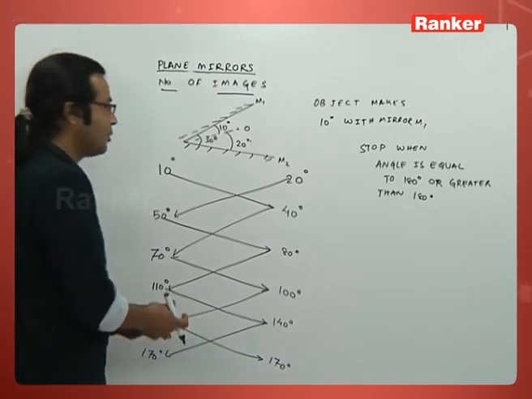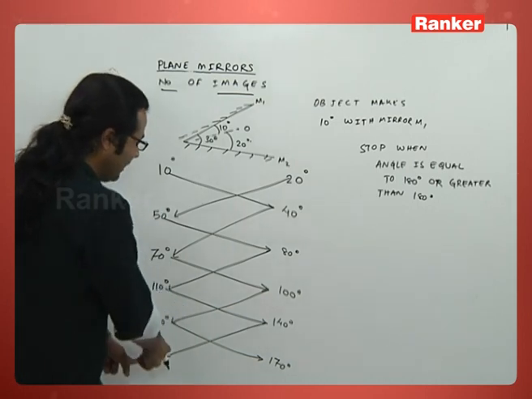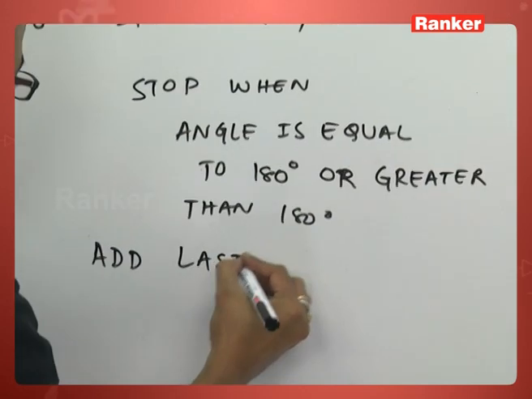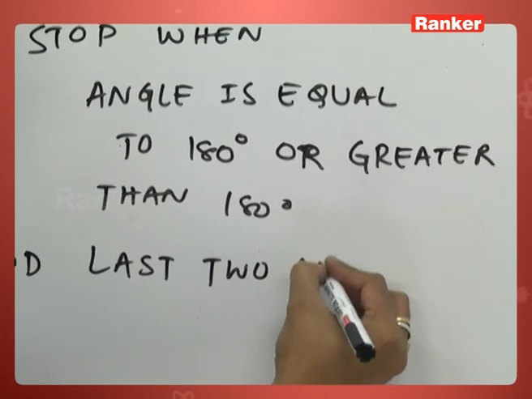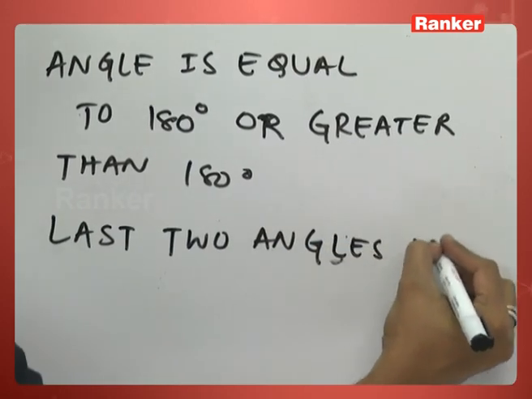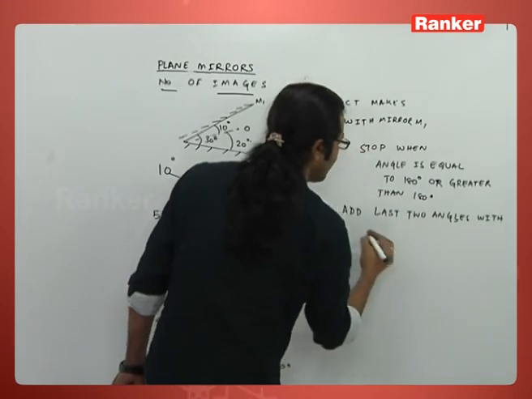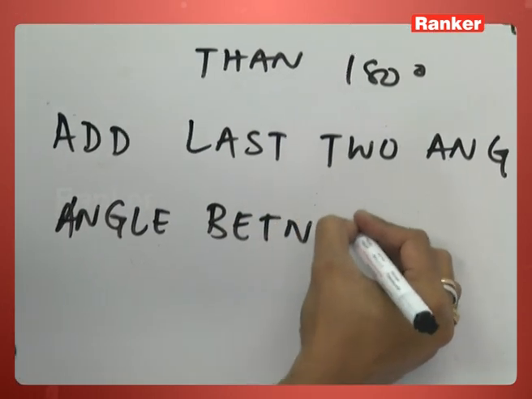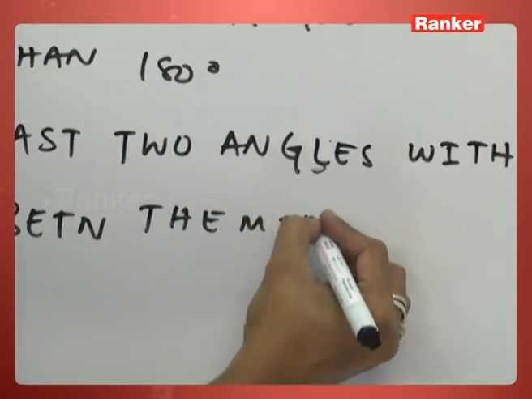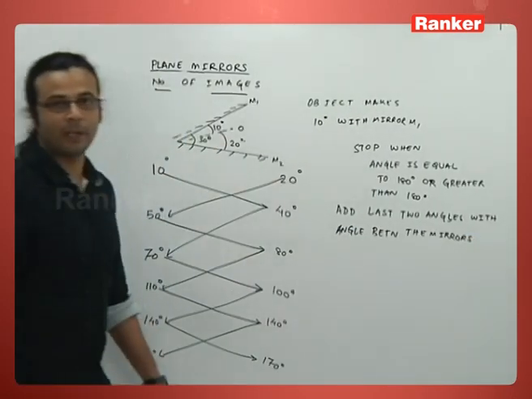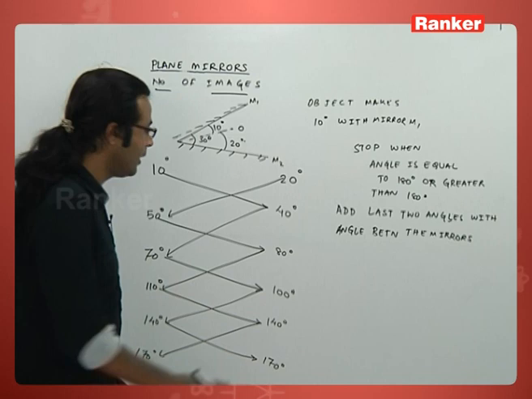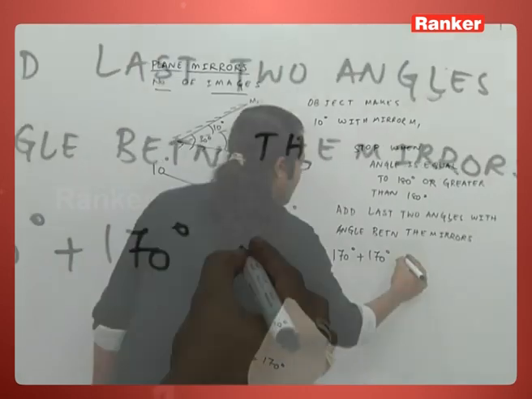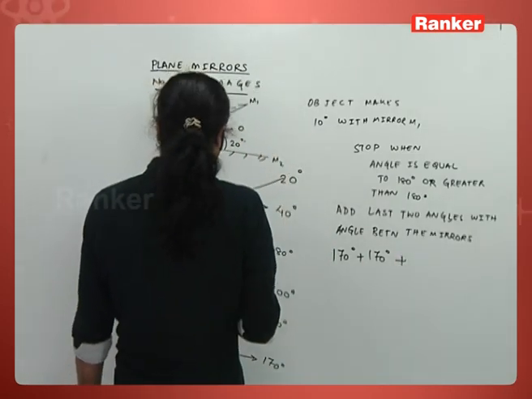Now whether I should subtract or not, add the last two angles. I will write add last two angles with angle between the mirrors too. So if you look carefully, I will add this 170 degree plus 170 degree plus angle between the mirrors is nothing but how much I will get.